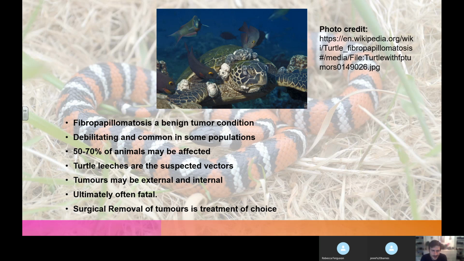With, can you see these white tumorous lesions? So herpes virus in sea turtles causes fibropapillomatosis. Fibropapillomas are benign tumors, and you either get these tumors externally, like this turtle has. They also can get them internally. And although they're benign, they are large and they compress things.